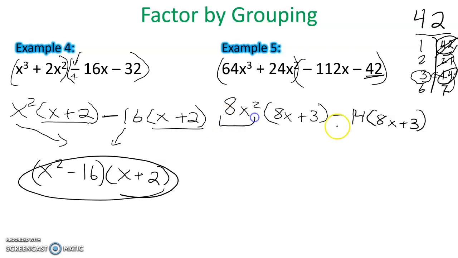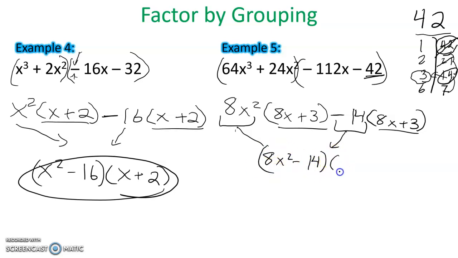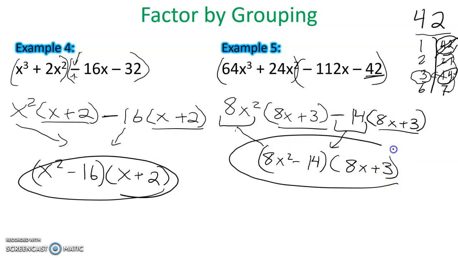Now you see you got these here, same thing in my parentheses. I'm going to combine these right out here. 8x squared minus 14. And then in parentheses, I got myself 8x plus 3. And that's that right there.